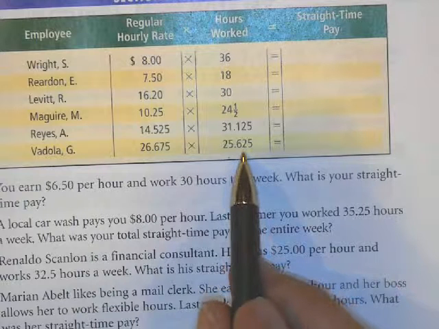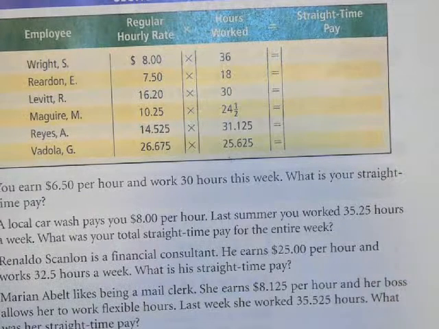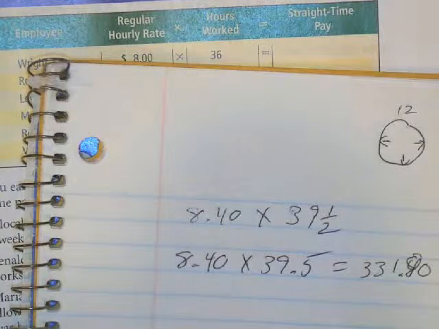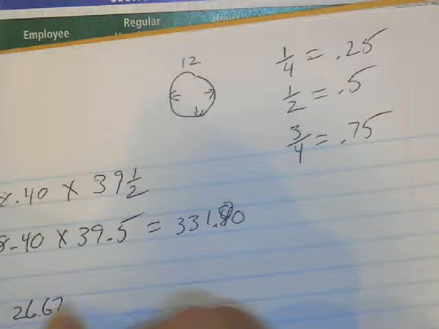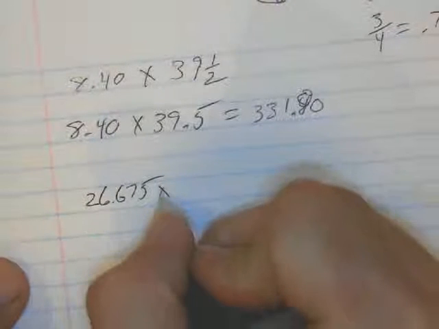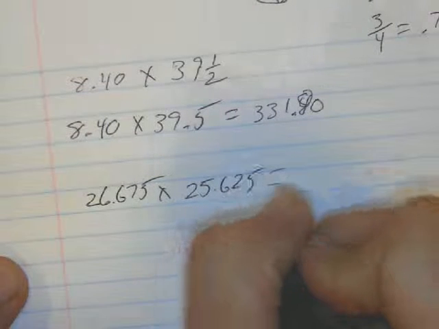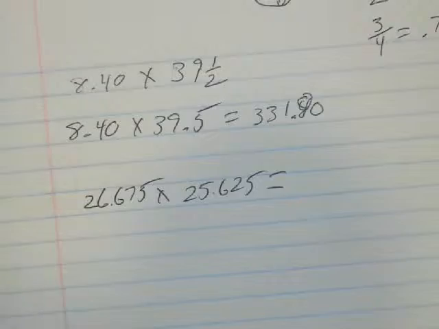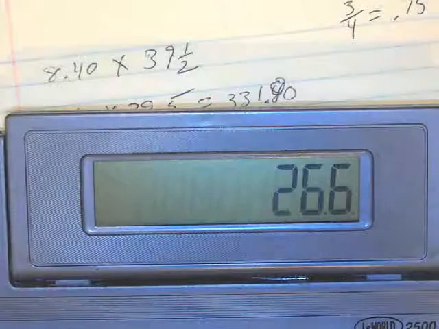And she worked 25.625 hours. Now that's really strange too, the way they've written this. I would assume that these numbers came off some kind of computerized system, because you usually don't see hours worked like that. This would be 62 minutes, which is just over half of an hour. Be that as it may, I want to do this one so I can talk about rounding.